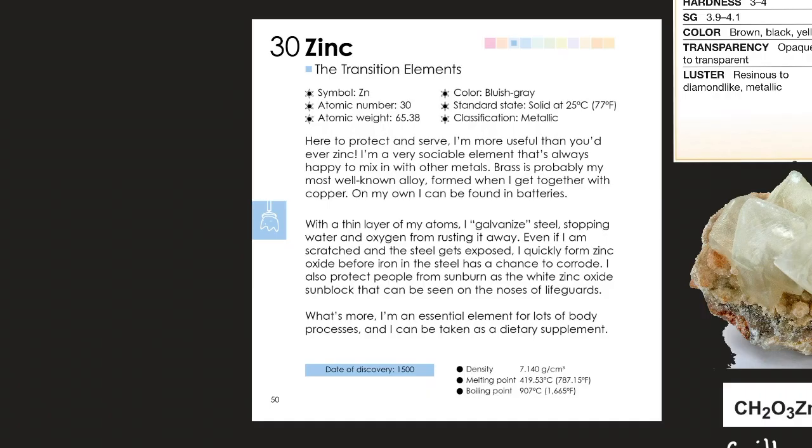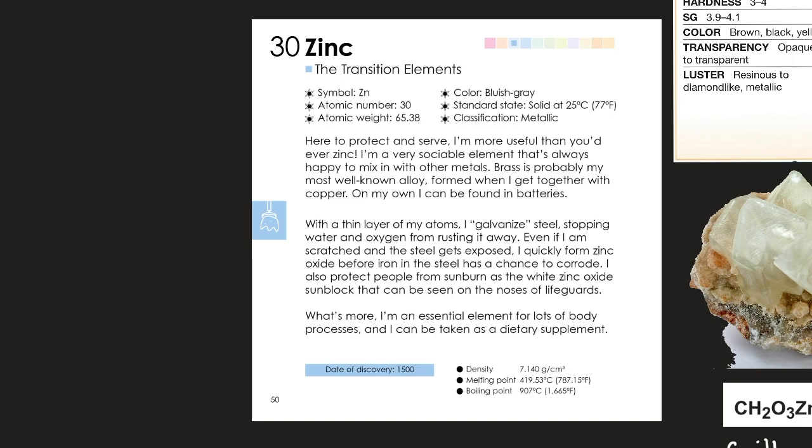Here to protect and serve. I'm more useful than you'd ever zinc. I'm a very sociable element that's always happy to mix in with other metals. Brass is probably my most well-known alloy, formed when I get together with copper. On my own, I can be found in batteries. With a thin layer of my atoms, I quote-unquote galvanize steel, stopping water and oxygen from rusting it away. Even if I am scratched and the steel gets exposed, I quickly form zinc oxide before the iron in the steel has a chance to corrode.